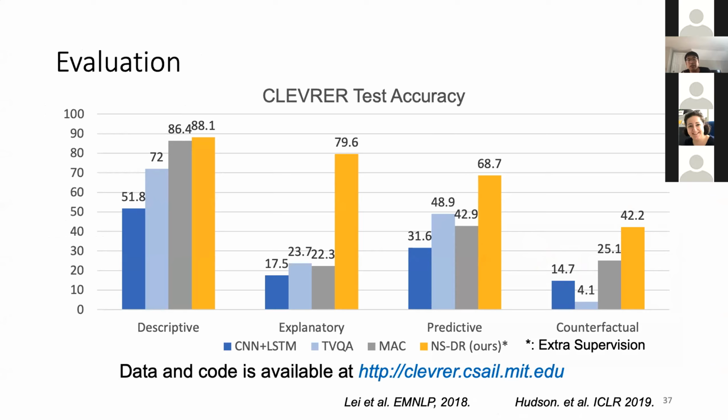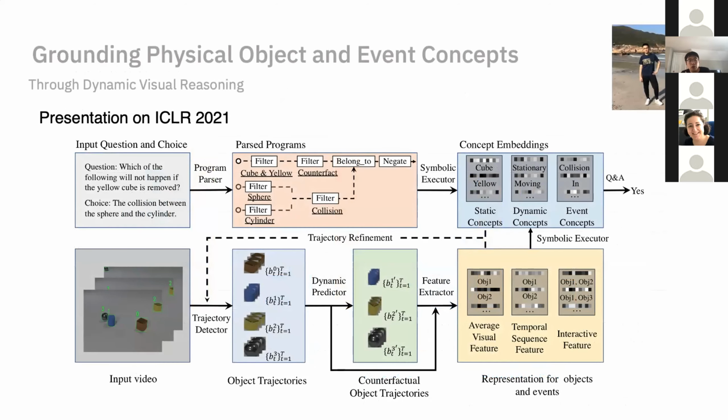So this shows that for this kind of challenging dynamic and causal reasoning, there's still a missing component for all the end-to-end neural architectures, which is dynamic reasoning. However, this model also has a major limitation: it always requires dense supervision on the physical object attributes and also the physical events. And all this data needs to come from simulation, which might not be practical to obtain in real life.